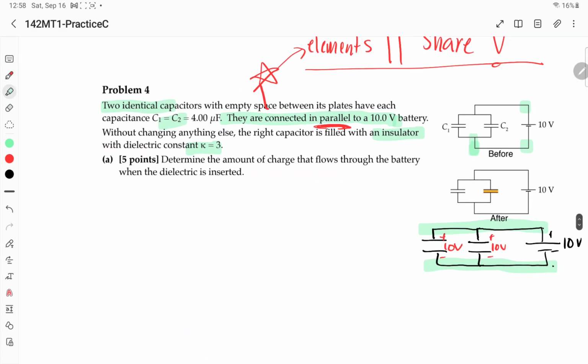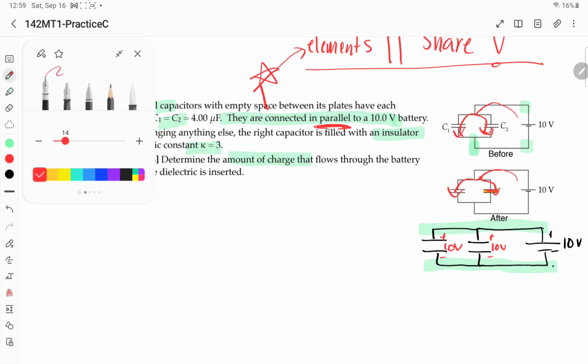Okay, so let's go into what the question's asking, right? So it says, determine the amount of charge that flows through the battery when the dielectric is inserted. So this wording kind of changed, right? Because as you're going through, right, you're having a constant charge or current going through this entire circuit from here, going down this way, right? And this question is essentially asking, like, okay, you have this current, you have this charge going through, you enter it in. Now how much is going through differently, right? So because current is always constant, they're really just asking for a change.